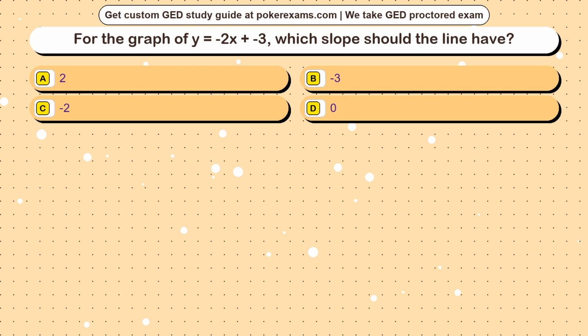Question 24. For the graph of y equals -2x plus -3, which slope should the line have? Option A, 2. Option B, -3. Option C, -2. Option D, 0.